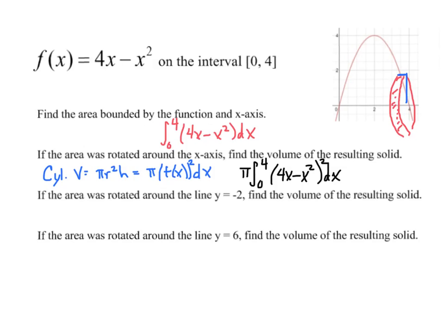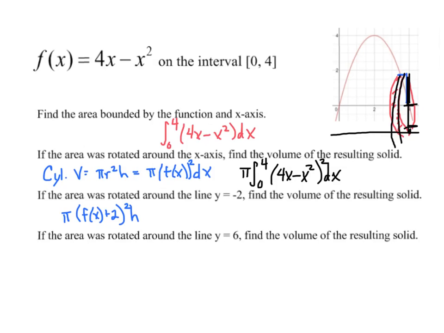Okay? Now, if instead of rotating around the axis, I was rotating around the line y equals -2. So imagine this line down here. So now I'm rotating, and it would look, of course, much bigger, something like that. The radius now would be the function's value plus 2 more. So my cylinder would have pi, and the radius would now be the function's value plus 2, times h.